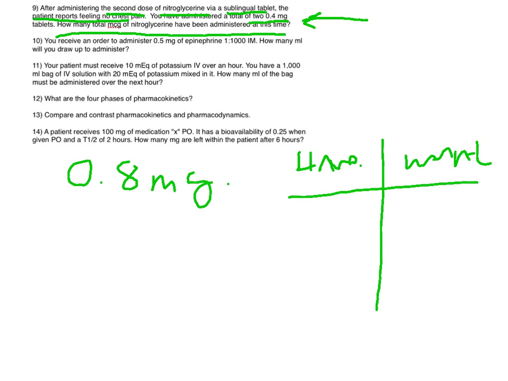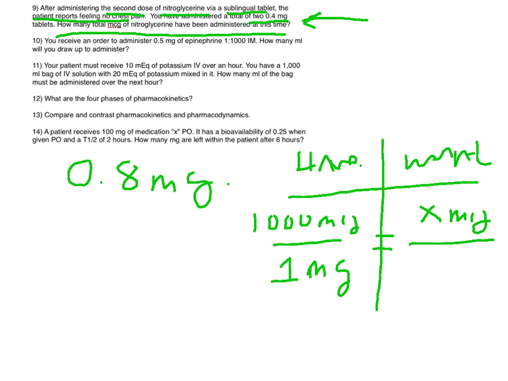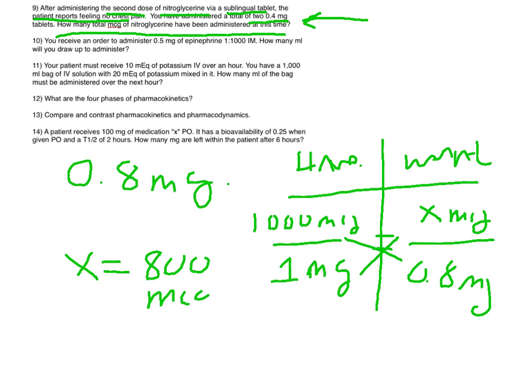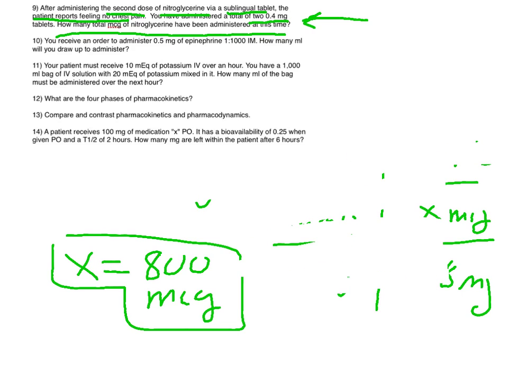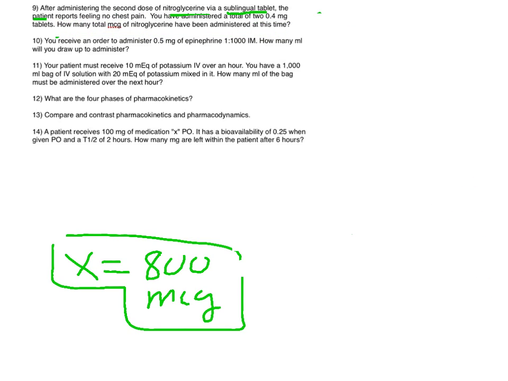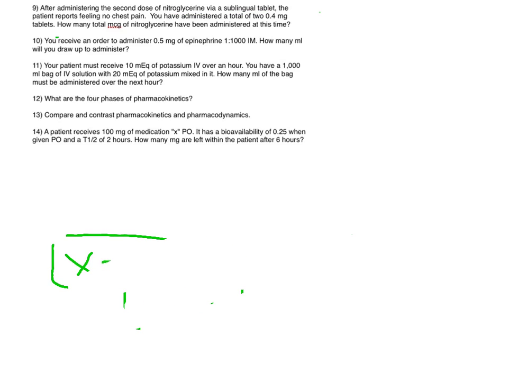the conversion factor is 1,000 micrograms per every 1 milligram equals X micrograms, that's what I need to figure out, and 0.8 milligrams. Okay, so I'll cross multiply that, and X equals 0.8 times 1,000, which is 800 micrograms. All right, so my patient has received 800 micrograms, or 0.8 milligrams, and that should make sense because 1 milligram would be 1,000 micrograms, so 0.8 is pretty close to 1, so it should be about 800 micrograms.